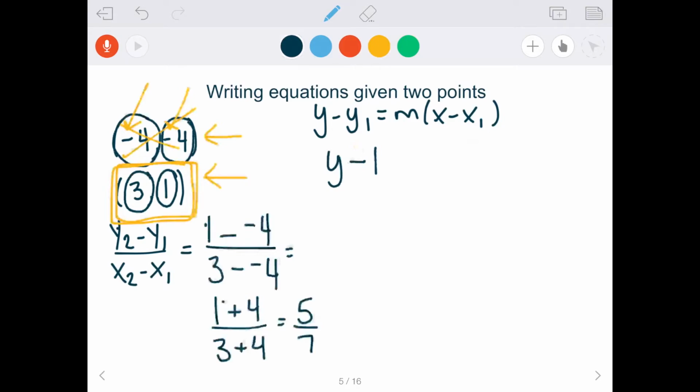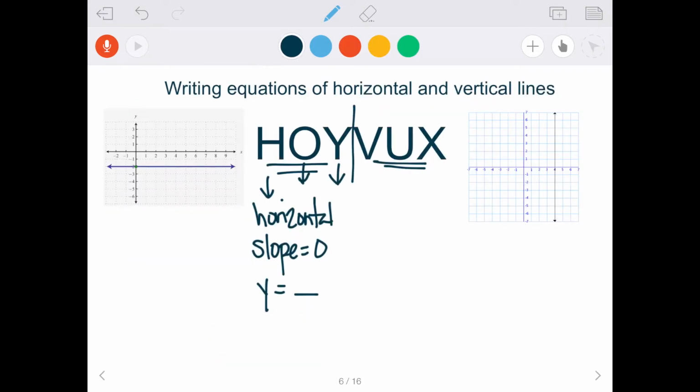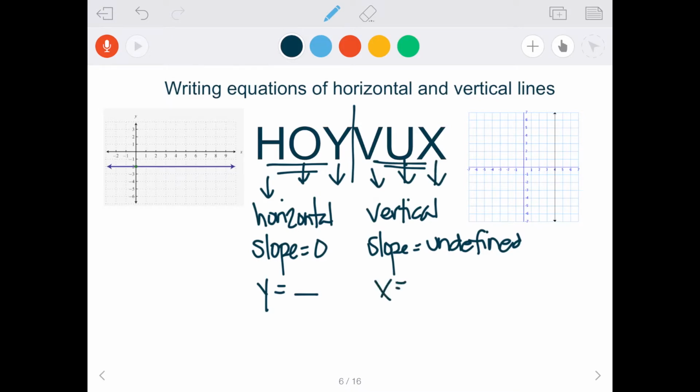If you split this in half, H is horizontal, O means the slope is 0, Y means the equation is going to be y equals something. VUX, V for vertical, U means the slope is undefined, and X means the equation is going to be x equals something.